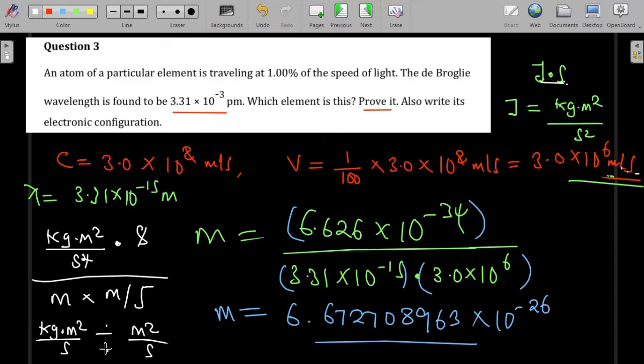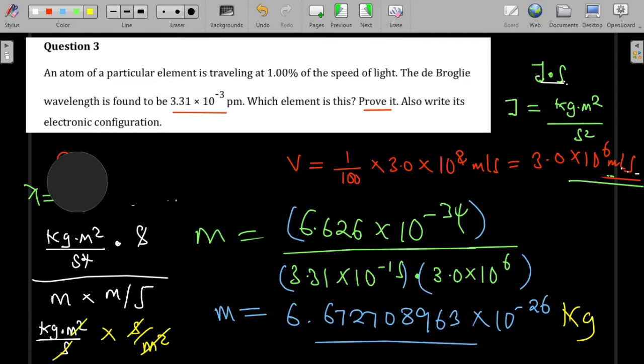So I can change this division to a multiplication and swap these. That's exactly what I'm going to do. This is now multiplied by s over m squared. So we see m squared goes, s and s go. So the units here are kgs. The mass that we find using this formula is in kgs.